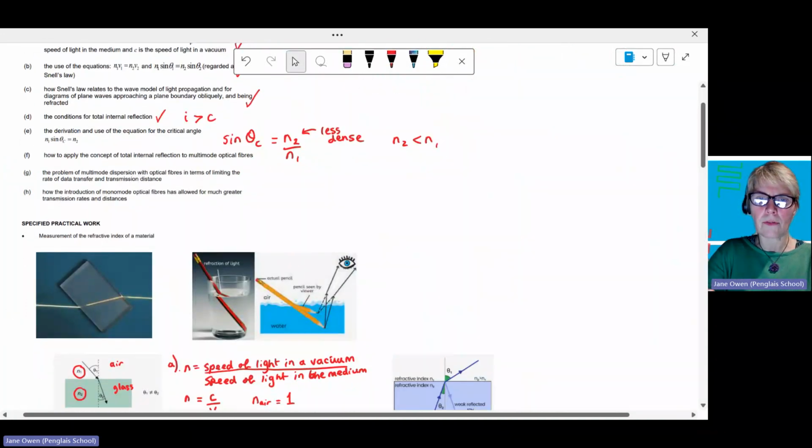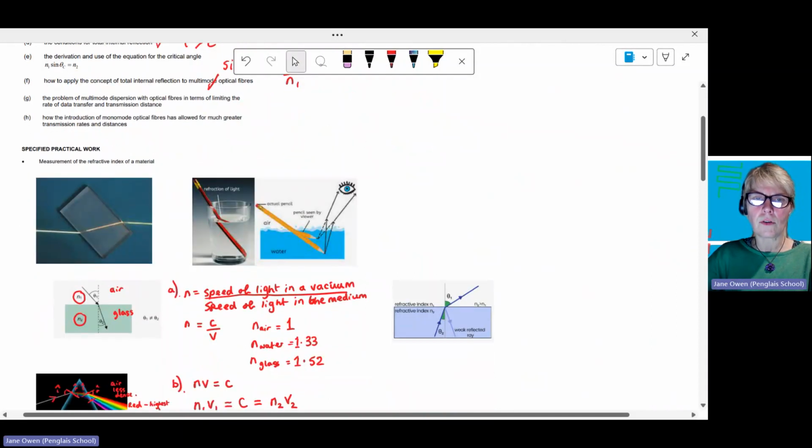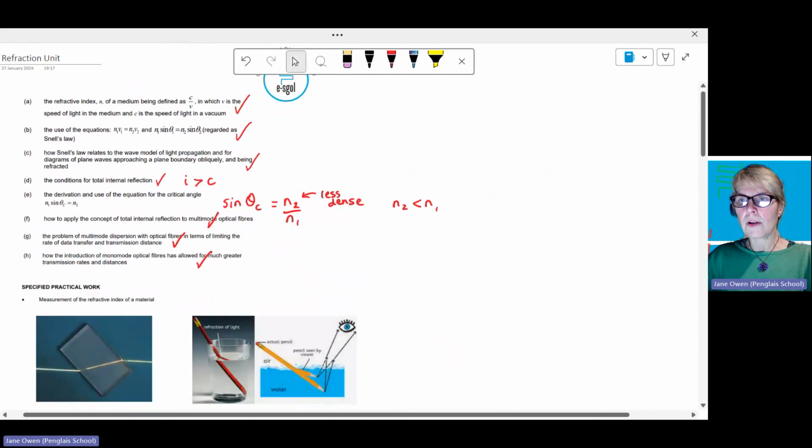Then we had a look at the rate of data transfer and transmission distance in optical fibers, and introduced monomode fibers to maximize your data transmission rate and your distances before you have to boost it.